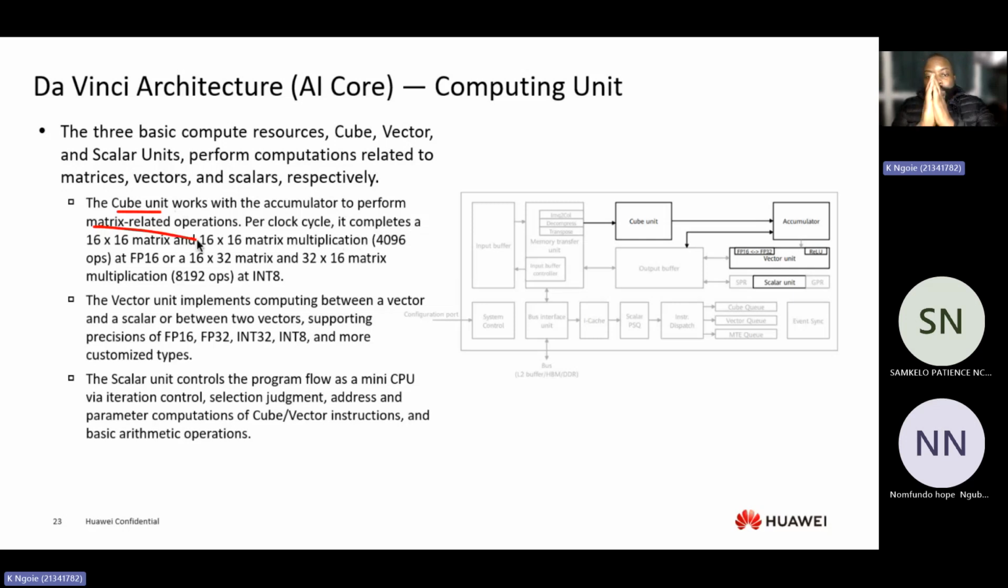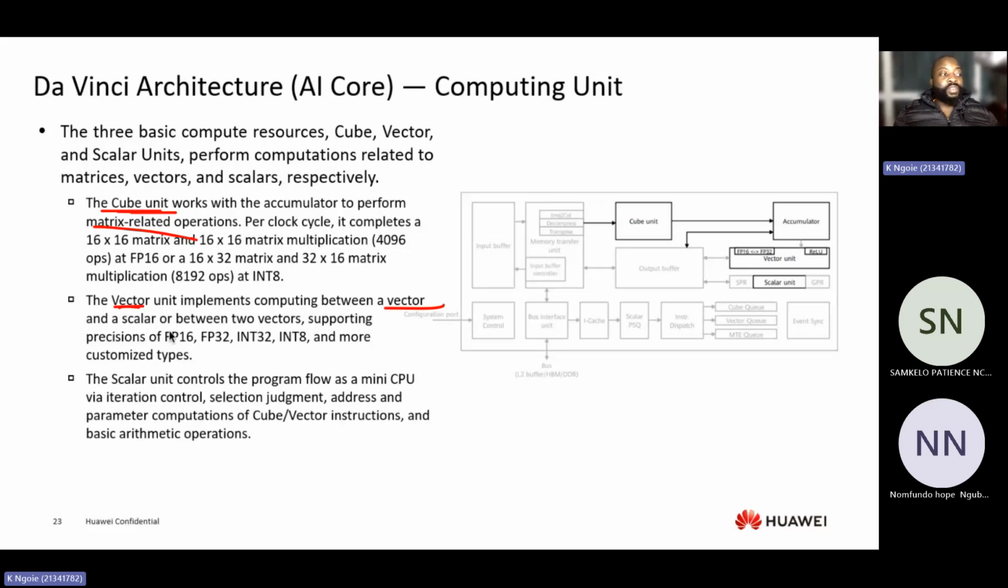Guys, remember that. A question in the exam can be: when the AI is performing matrix calculations, what unit is being used in the AI core? And then you have all your answers there. You must remember, matrix-related operations are done by the cube unit. When we're dealing with vector calculation, we're going to have a vector unit.